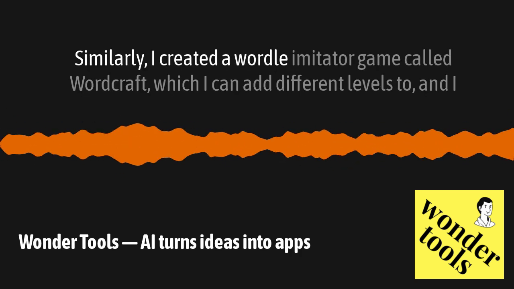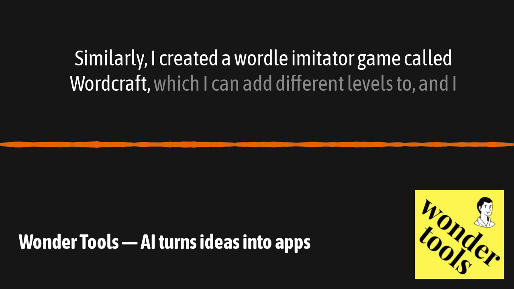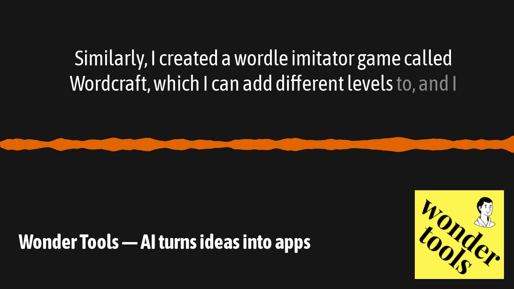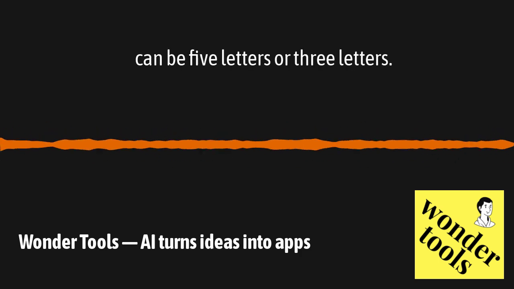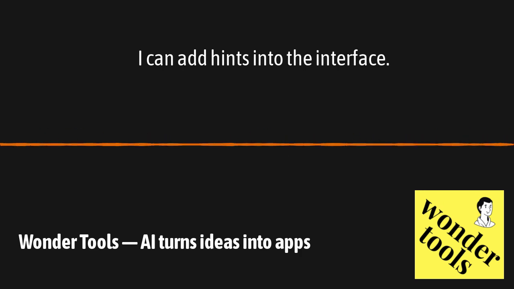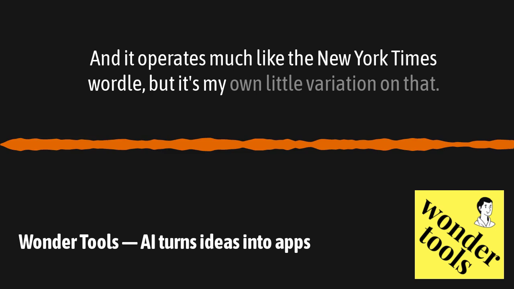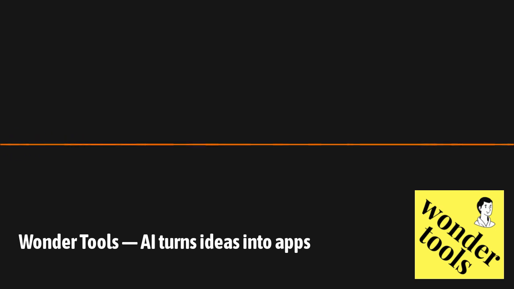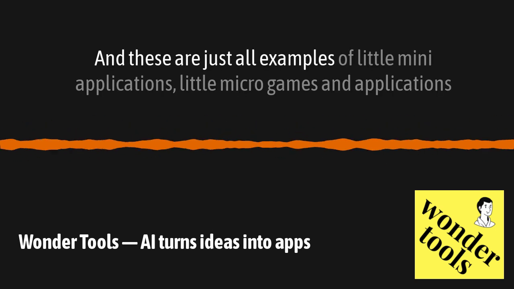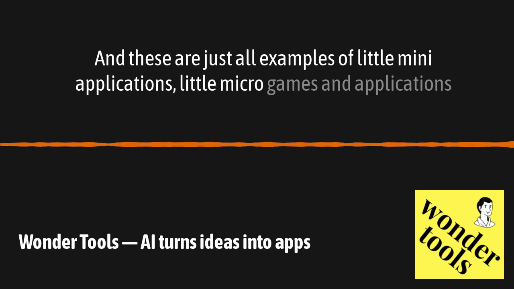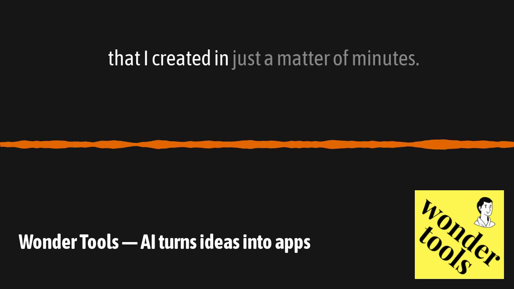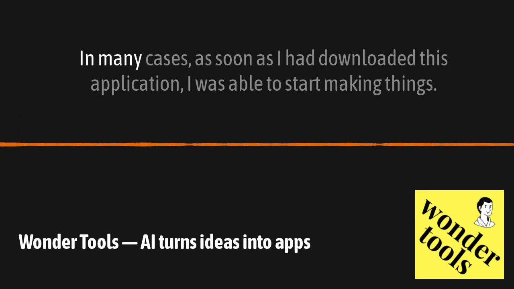Similarly, I created a Wordle imitator game called Wordcraft, which I can add different levels to, and it can be 5 letters or 3 letters. I can add hints into the interface, and it operates much like the New York Times Wordle, but it's my own little variation on that. And these are just all examples of little mini applications, little micro games and applications that I created in just a matter of minutes in many cases.